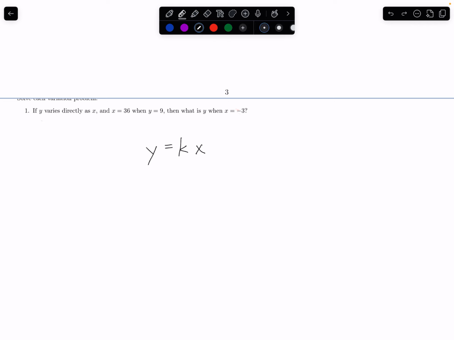So first thing we want to do is just figure out what our k is, right? And how do we do that? We take the values that are given to us, in this case 36 and 9, and just plug those in. So y is 9 when x is 36, right? So k times 36 equals 9.